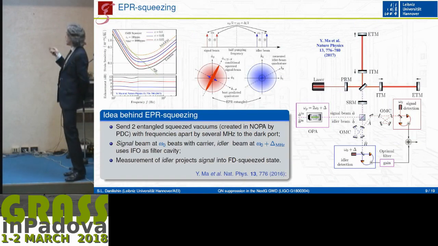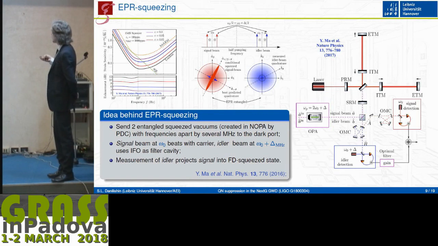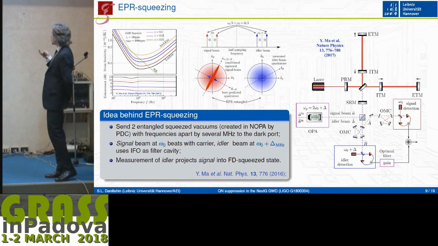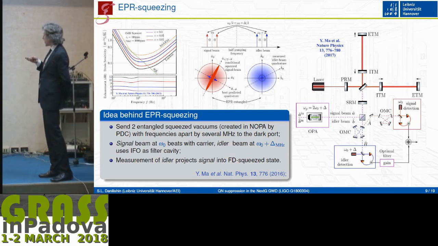Well, the fancy new version of it. So how to solve the problem of loss in the filter cavity? Why don't we use, instead of a filter cavity, a cavity which definitely has a very low loss, which is the arm cavities of the interferometer itself. So the idea, which came from Yanbei Chen and his colleagues from Caltech, was the following.